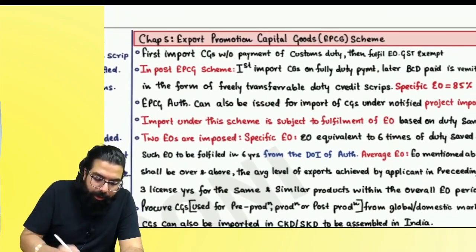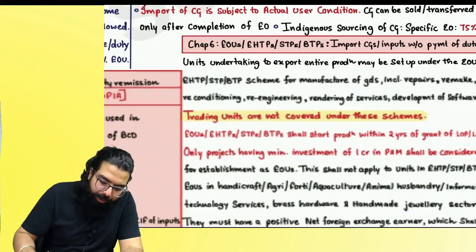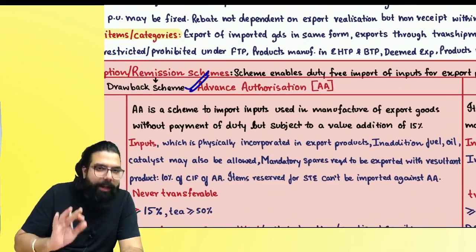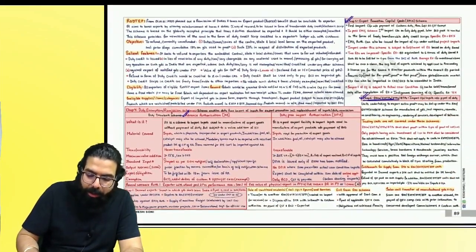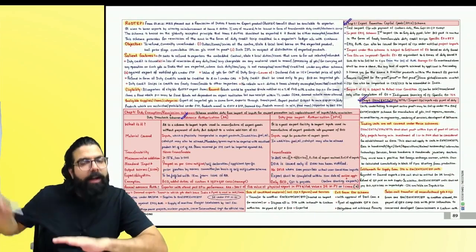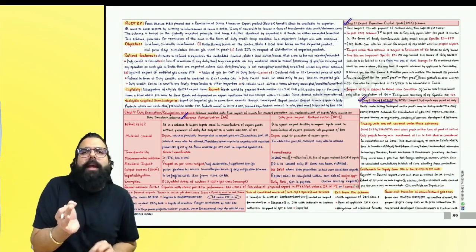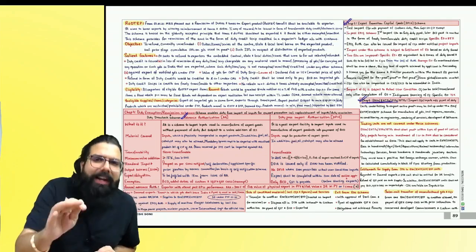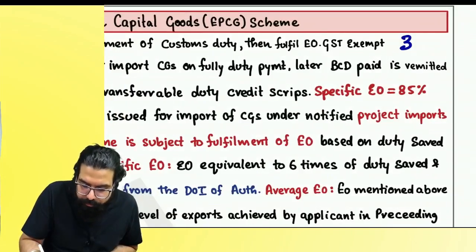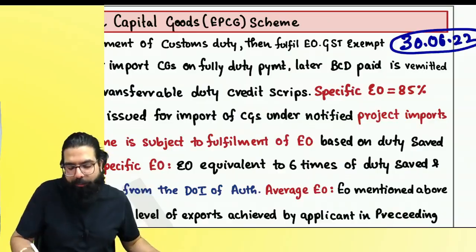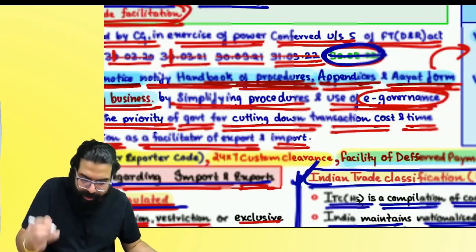Listen, sir, the export promotion capital goods scheme, the EOU schemes, and the advance authorization scheme: earlier, in these three schemes, if you imported something, the IGST and GST compensation cess would be exempted only till 30th June 22. They had told us earlier that it would be exempted only till 30th June 2022. See, I'll show you.